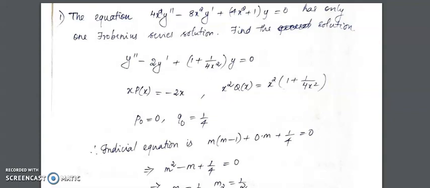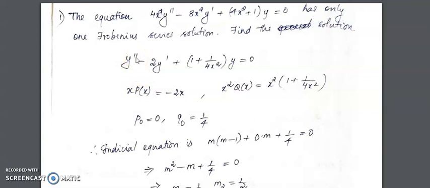Good morning all. So in today's class we'll look at one more problem on finding the Frobenius series solution. So you are given the equation 4x square y double dash minus 8x square y dash plus 4x square plus 1 y equal to 0. So it is given that it has only one Frobenius series solution, so we need to find that solution.